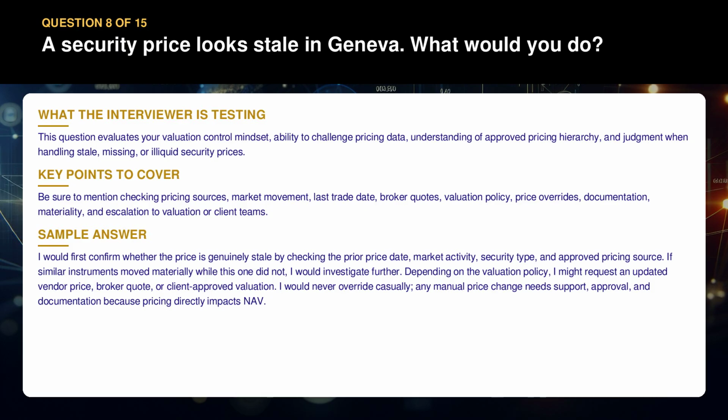I would first confirm whether the price is genuinely stale by checking the prior price date, market activity, security type, and approved pricing source. If similar instruments moved materially while this one did not, I would investigate further. Depending on the valuation policy, I might request an updated vendor price, broker quote, or client-approved valuation. I would never override casually. Any manual price change needs support, approval, and documentation because pricing directly impacts NAV.